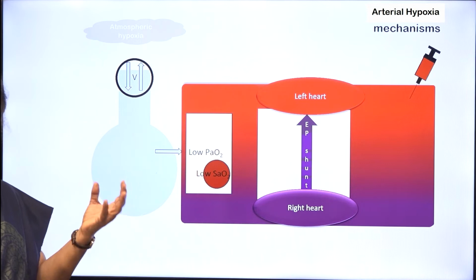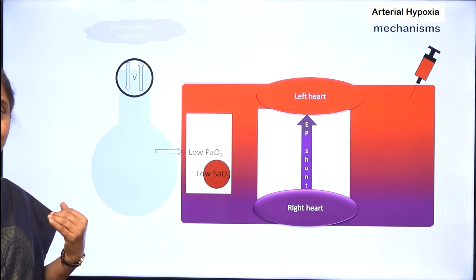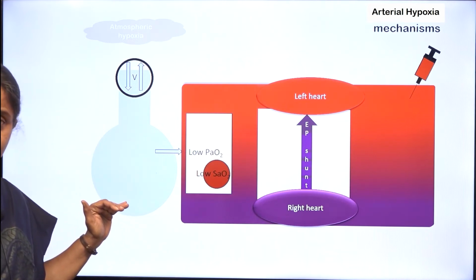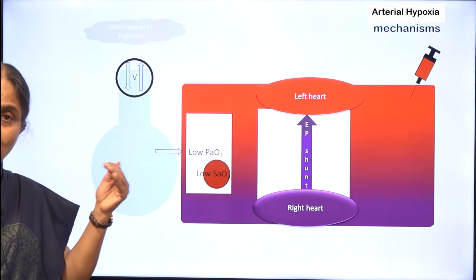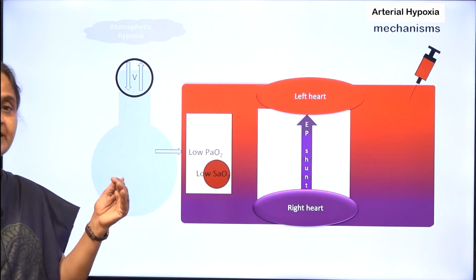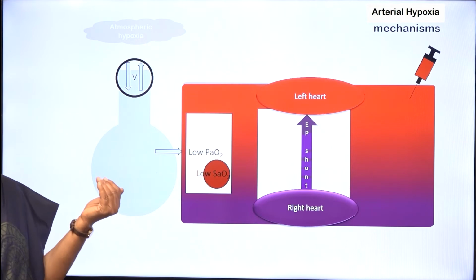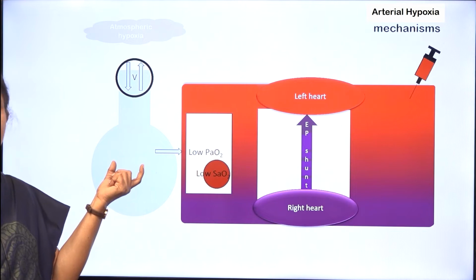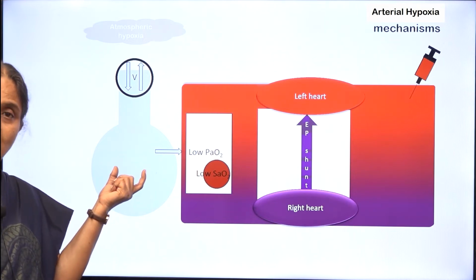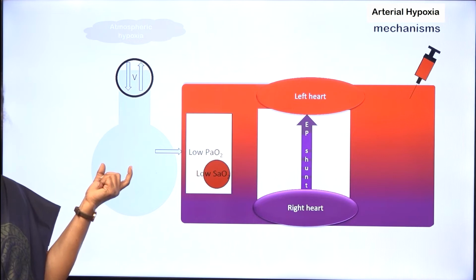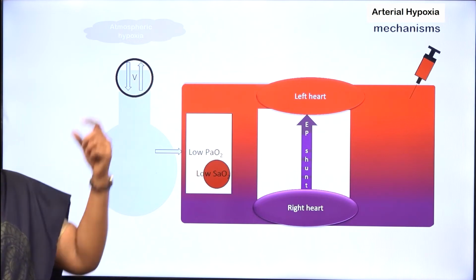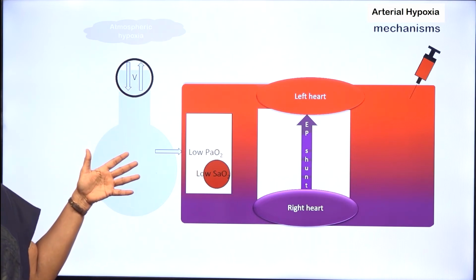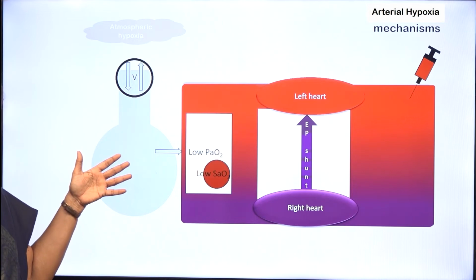So, of the 500 ml of air that is taken in during a normal breath in this reference male, only 350 ml reaches the alveolus, and if the normal respiratory rate is taken as 10 per minute or 12 per minute, 350 into 12 will give us nearly 4 liters of air that moves into the lung every minute and 4 liters of air that moves out as well. So, normal alveolar ventilation is about 3.5 to 4 liters per minute in a reference adult male.